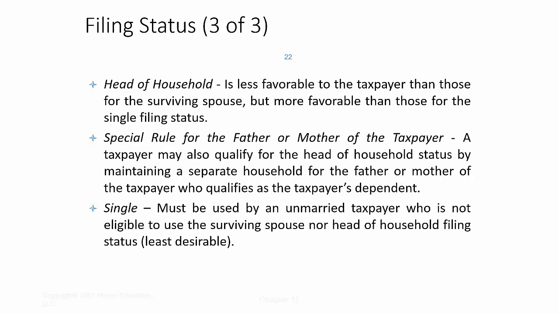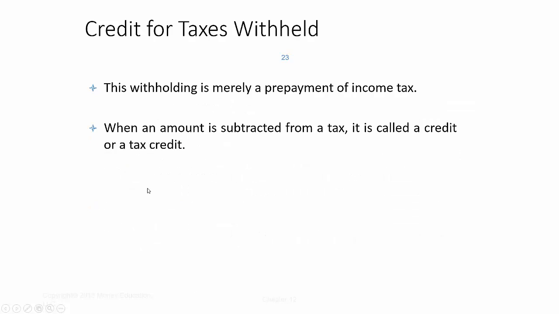All right, and I won't go through too much on the special rule for father or mother of taxpayer. You can read that, but single must be used by an unmarried taxpayer who is not eligible to use the surviving spouse or head of household filer, and it's the least desirable. So the tax code favors marriage. The tax code favors unions and families. So you get an extra benefit from having a family. So you could see here, and we saw this also, married filing separately and single are the two least desirable filing statuses.